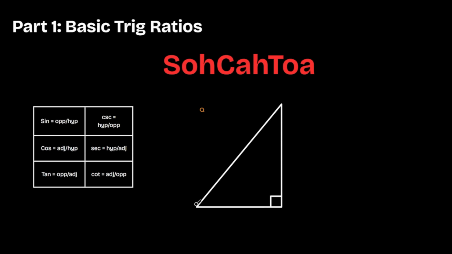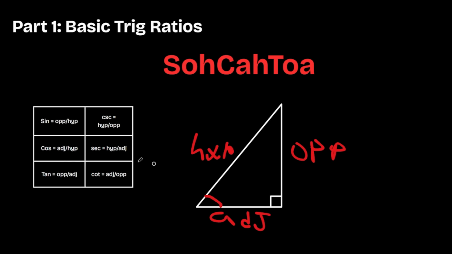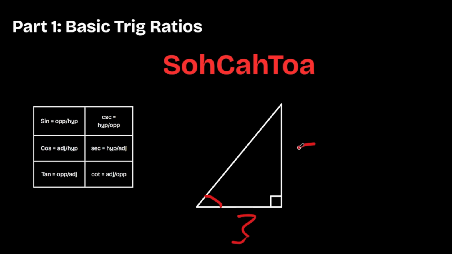So let's say our angle is right here. So the opposite side is going to be right over here because it's right across from the angle. Now our hypotenuse is always this line here on an angle, so we write that as hypotenuse, and our adjacent side is going to be right beside the angle. So let's say, for example, if this is 3, this is 5, and this is 7.